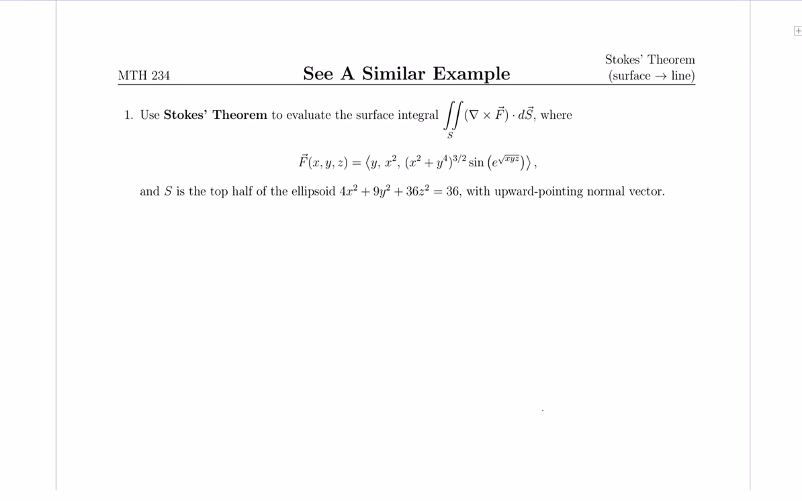Now let's rewrite this equation for the ellipsoid in standard form so we can see what it looks like. In standard form, the coefficient on the right-hand side is 1, so we'll divide everything by 36. This will give us x squared over 9, which we can write as (x over 3) squared. We'll have y squared over 4, so (y over 2) squared, and just z squared.